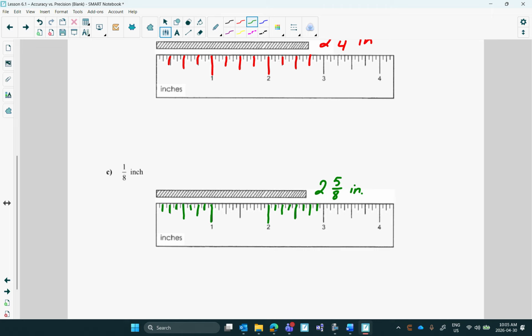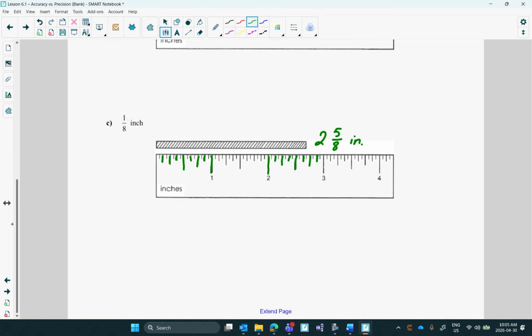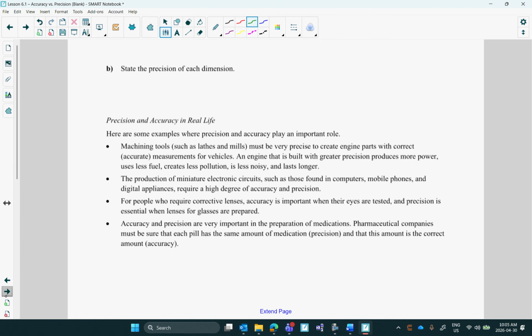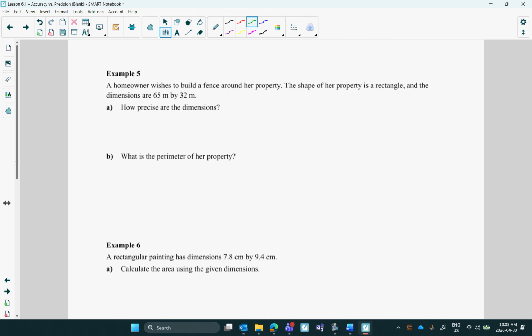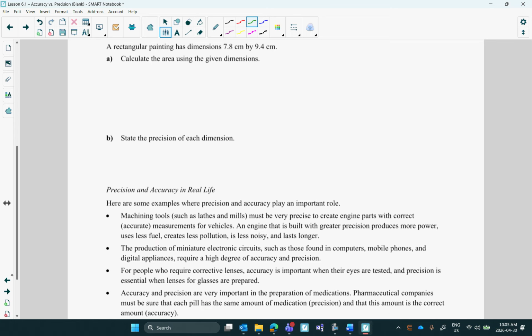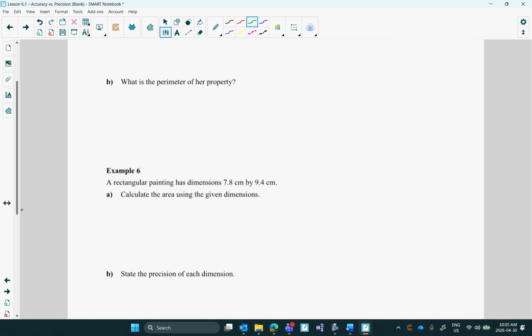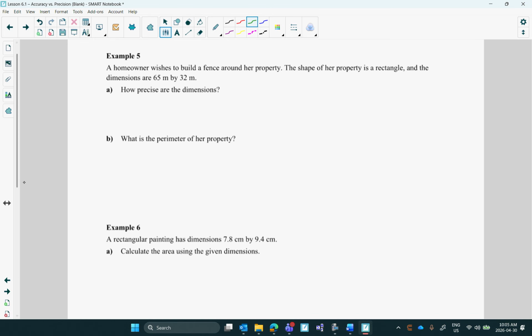And then finally, this is the most precise. Oh, sorry. Did I do it? Nope, didn't do it to 16. Well, we could have done it to 16. Okay.